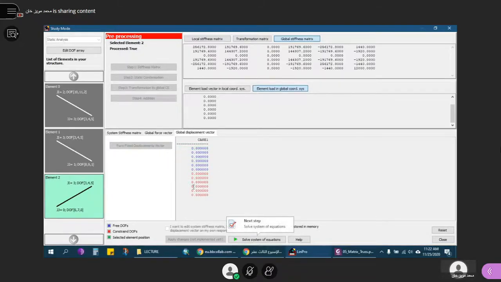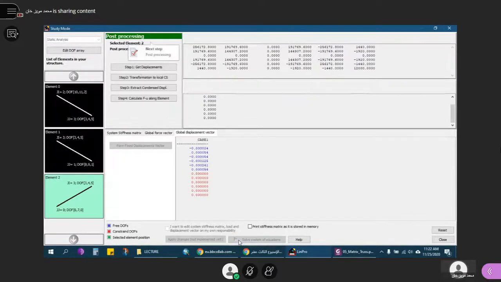Form the fixed displacement vector. Click on this, and next you need to go here, the green button, solve system of equations. Once you click this, that's it, you got the global displacement vector, which means at each degree of freedom, what the displacements are. Blue is the unknown degrees of freedom, and red is the known degrees of freedom. Of course, it is 0.